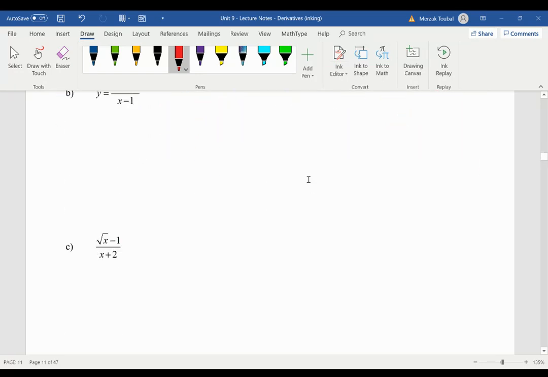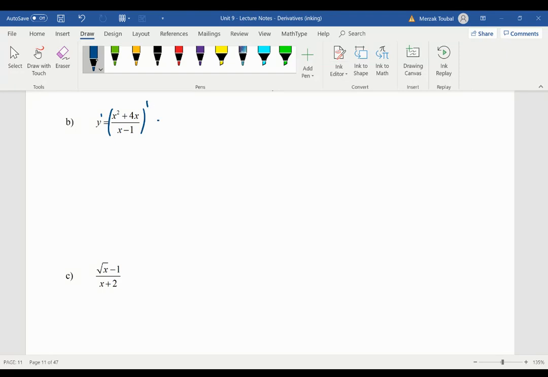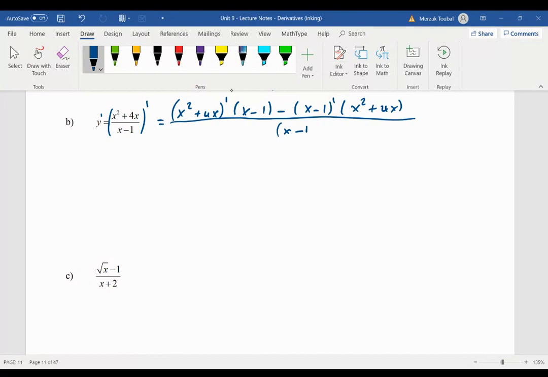Let's do example B. Same thing. We're going to apply the quotient rule. So y prime, which is the derivative of this function. So the derivative of x squared plus 4x times x minus 1, minus the derivative of x minus 1 times x squared plus 4x, all divided by (x minus 1) squared.